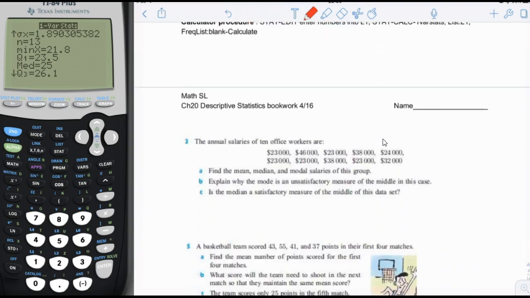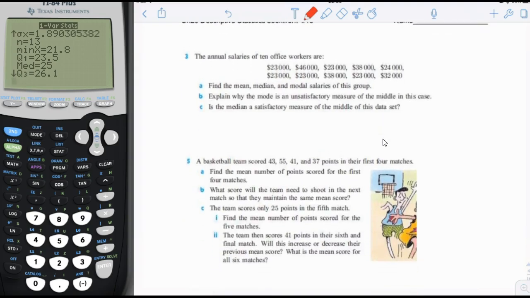Number 3. The annual salaries of 10 office workers are, and they list them here. Find the mean, median, modal salaries of this group. Explain why the mode is an unsatisfactory measure of the middle in this case, and is the median a satisfactory measure of the middle of this data set? So I'm just going to put all these numbers into the calculator, but I'm going to do something a little bit different this time because I see some repetitions.